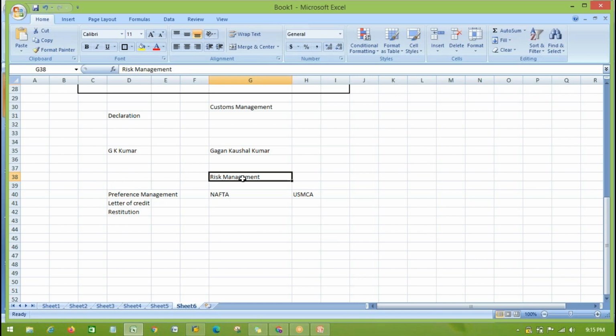So this is the third module of SAP GTS, and this completes our introduction on SAP GTS. Any question?